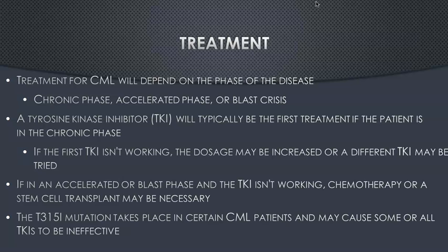So the treatment for CML is going to depend on which phase of the disease you're in. The least severe is going to be the chronic phase, followed by the accelerated phase, and then blast crisis is going to be the most extreme phase. A tyrosine kinase inhibitor, or TKI, will typically be the first treatment that the patient receives in the chronic phase, and this dosage can be increased if needed, or if the desired result isn't being produced, they can try a different one. There are about 5 or 6 on the market.